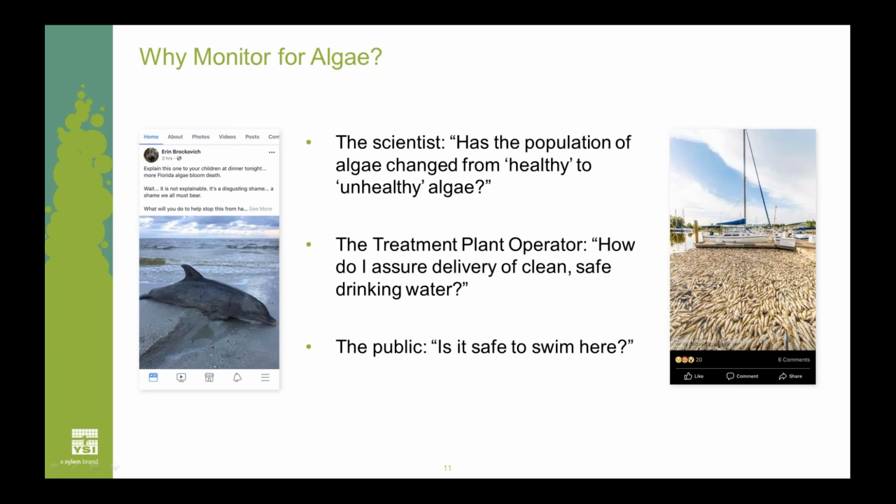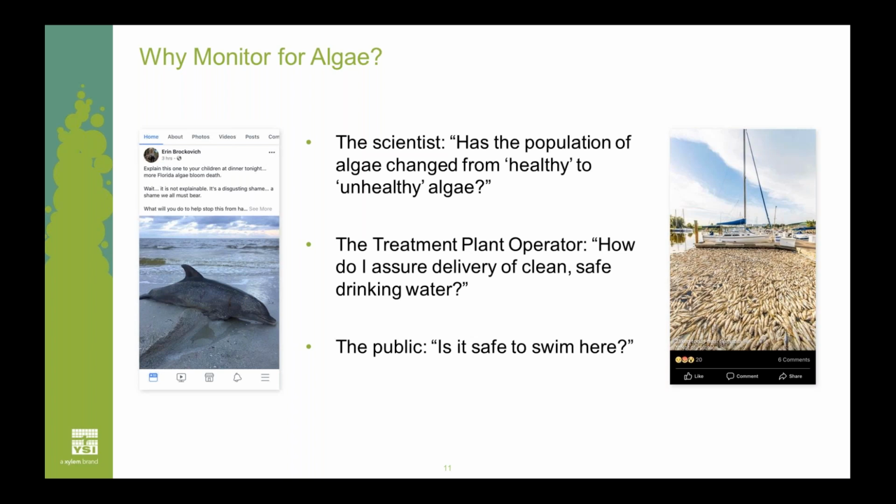So people with these different interests come to algae monitoring with very different questions in mind. The scientists might be interested in how a lake switches over from a healthy algae population that includes things like diatoms to unhealthy algae like blue-green algae or cyanobacteria. But a drinking water manager is often more concerned about the quality of the product he's delivering. And by the way, these blooms are also a major contributor to taste and odor issues in public drinking water.